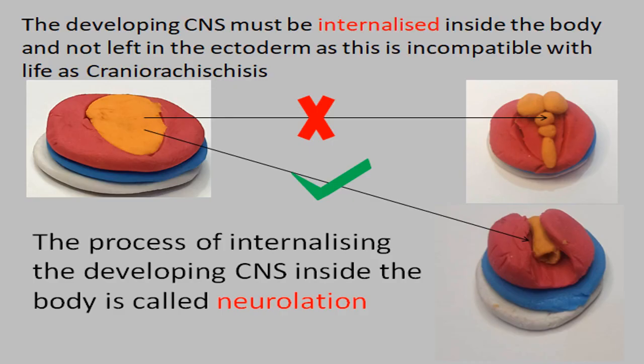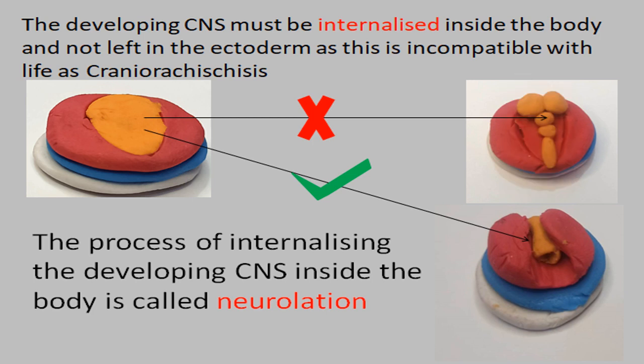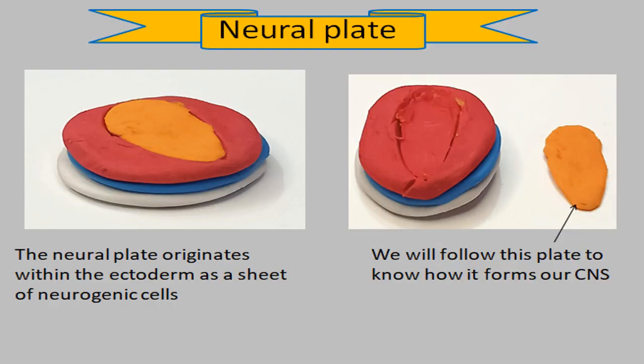Another important thing is that the developing CNS must be internalized inside the body and not left in the ectoderm, as this is incompatible with life, as in cranioarchischisis. The process of internalizing the developing CNS inside the body is called neurulation. So the neural plate originates within the ectoderm as a sheet of neurogenic cells. We will follow this plate to know how it forms our CNS.